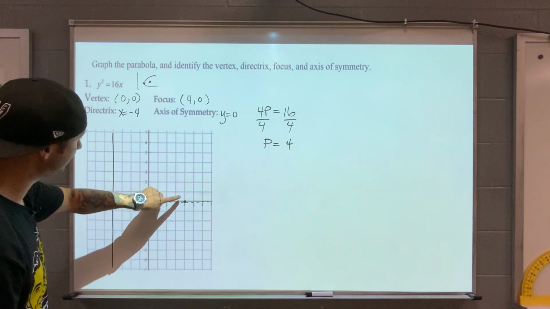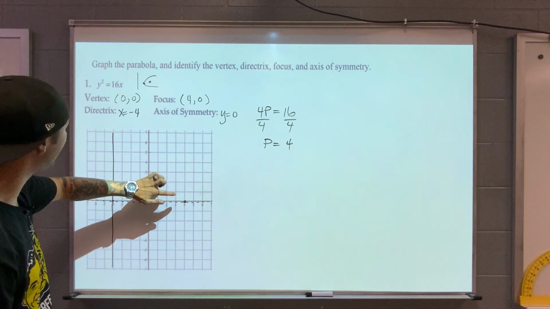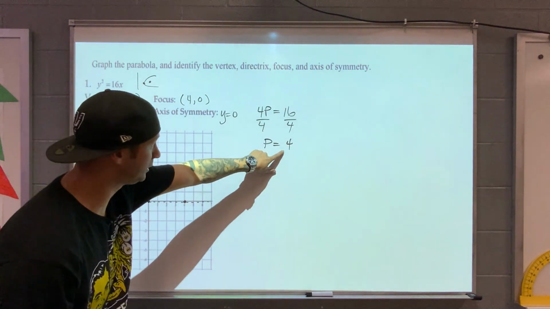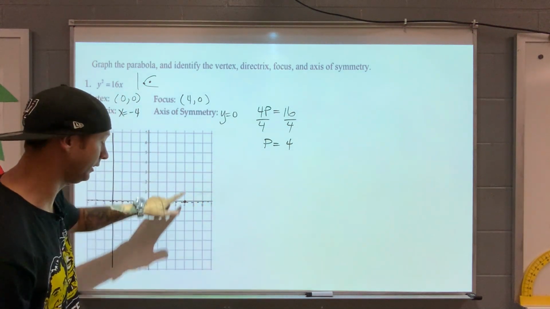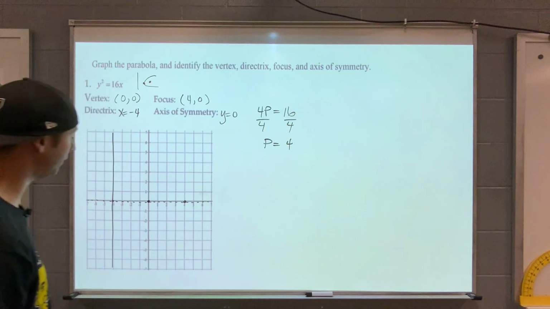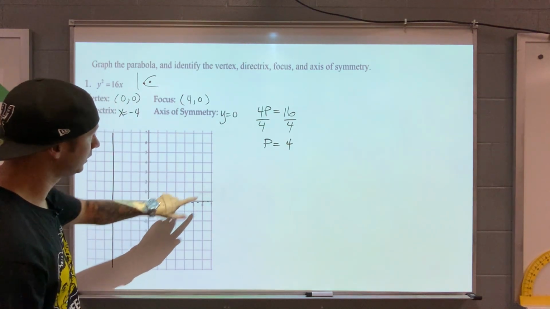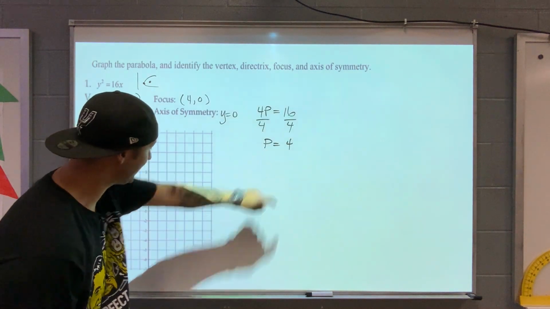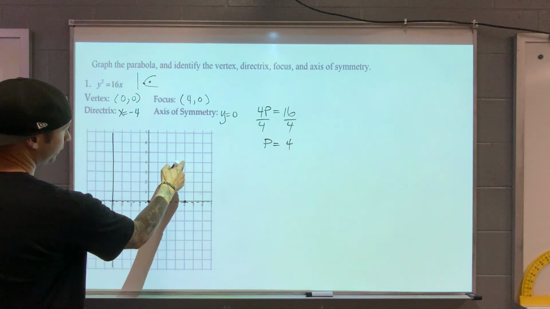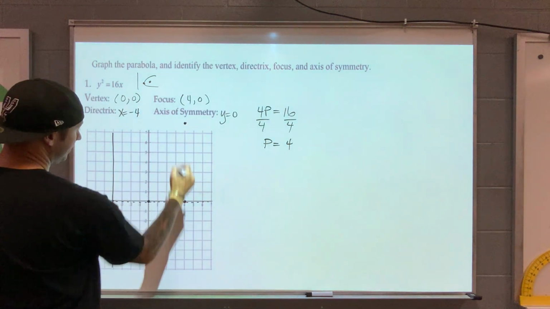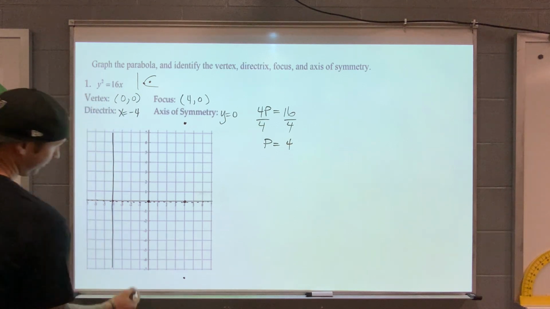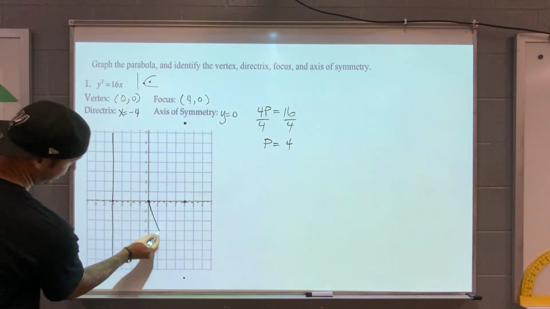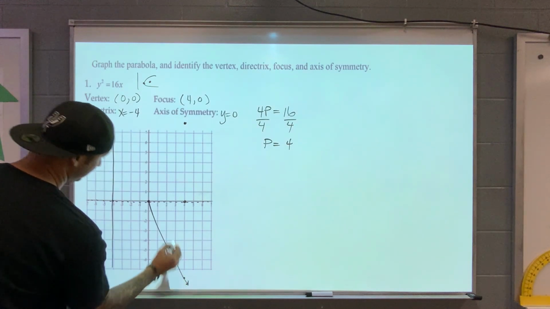All right, the last piece is the latus rectum. That is 2 times p. That distance will be left and right, or in this case, up and down, of the focus. So 2 times 4 is 8: 1, 2, 3, 4, 5, 6, 7, 8 in each direction. So it's going to look something like this.